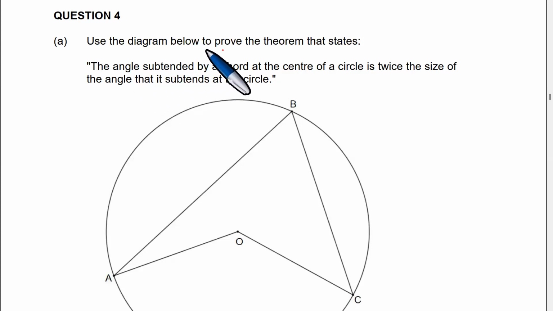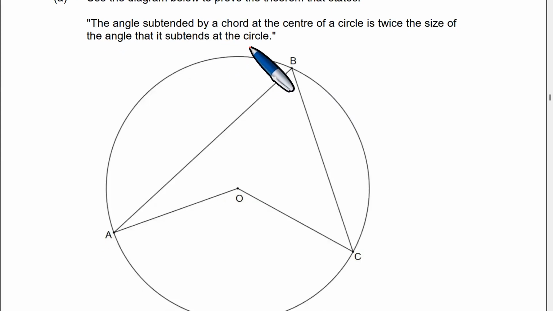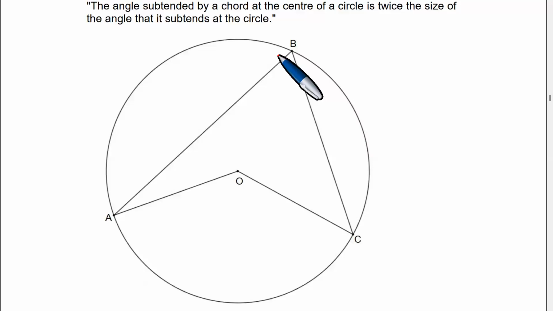Use the diagram below to prove the theorem that states: the angle subtended by a chord at the center of a circle is twice the size of the angle that it subtends at the circle. And so we have exactly that one there. To prove this one, it's pretty straightforward. To write down the proof, I'm going to write it on the margin of the circle. We need to perform a construction.